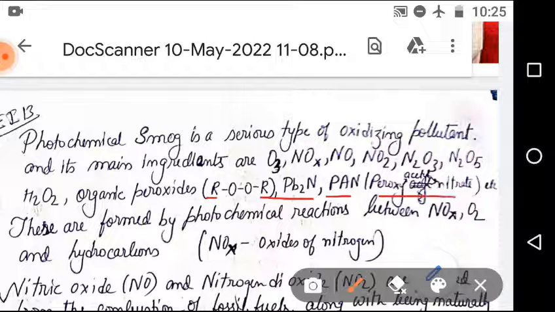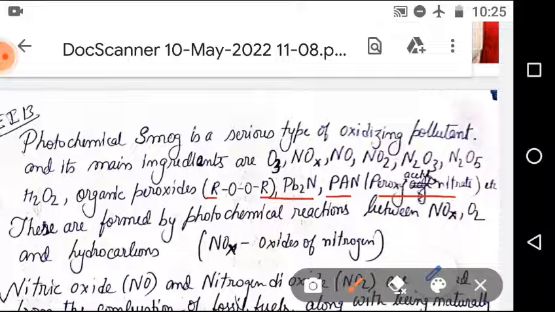Okay, so all these things make your photochemical smog. So you can imagine such a complicated process. Not only one constituent is responsible for photochemical smog, various constituents together make photochemical smog in the presence of harmful ultraviolet rays.